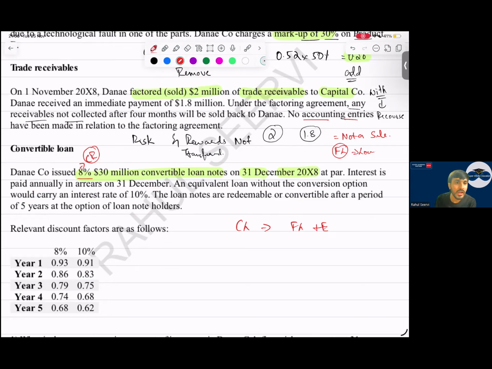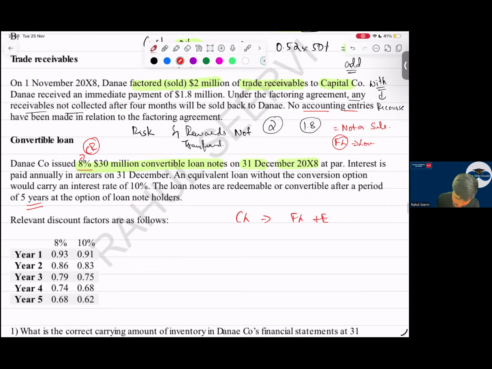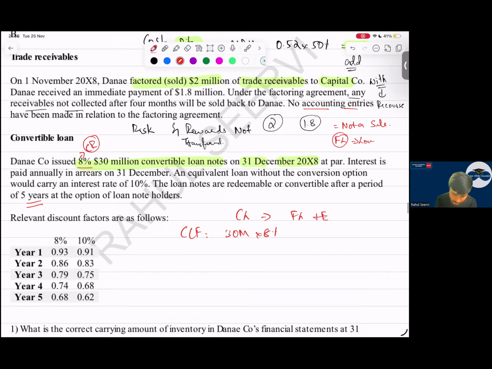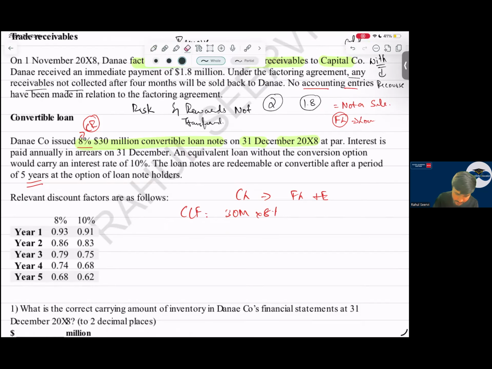How will you calculate? Now, what is the cash flow? Your contractual cash flow will be what? The convertible bond is for 5 years, so for 5 years I have to consider the cash flow. Every year, what is the amount we will be paying? 30 million into 8 percentage, that is 2.4.